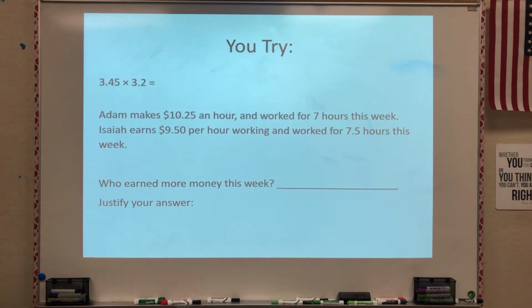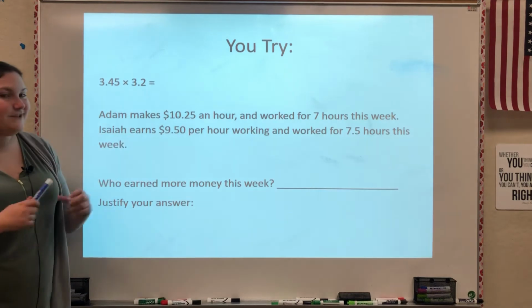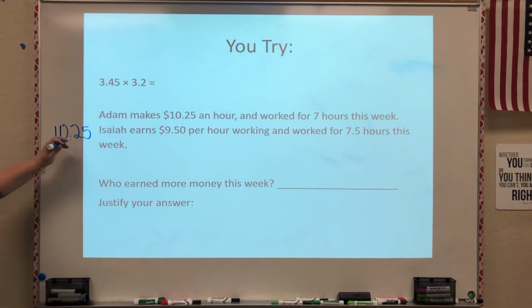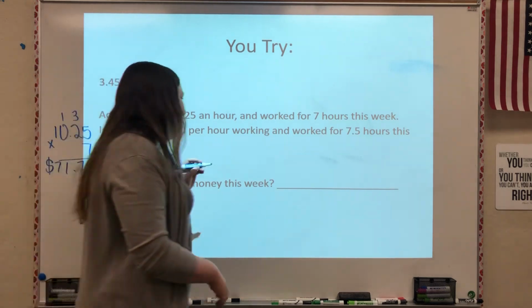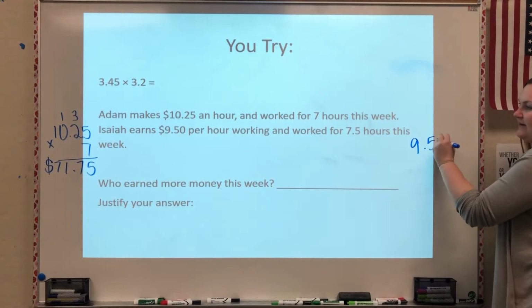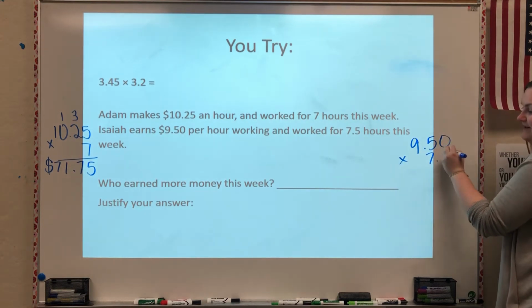All right. I would argue that Adam is the easier one to calculate here. We're doing the $10.25 an hour times 7 hours. When you do that, you get 35. 14 plus 3 is 17. Here is 1 and 7. So he made $71.75. Isaiah, we are multiplying how much money he makes per hour times how many hours he worked.